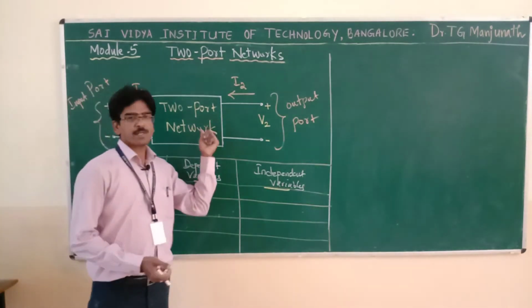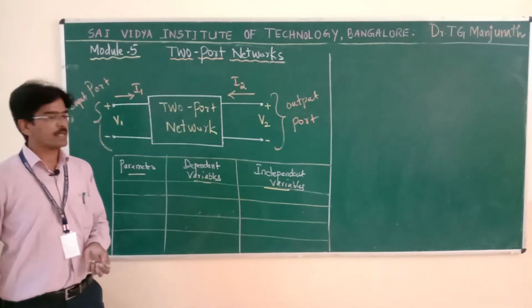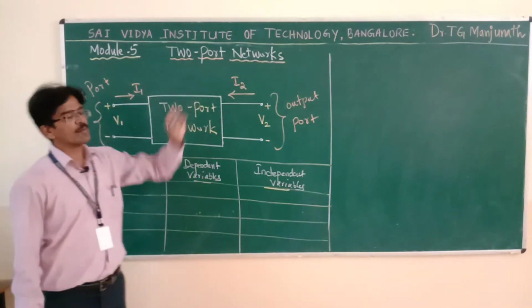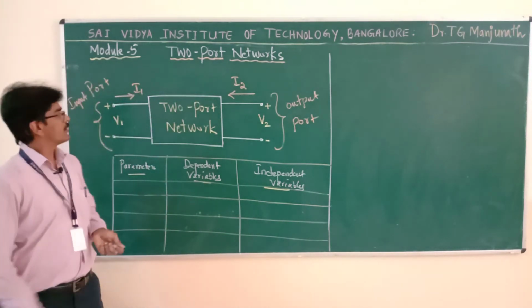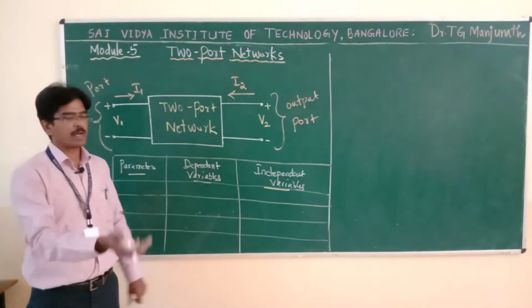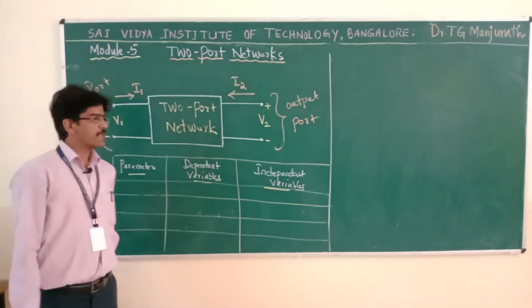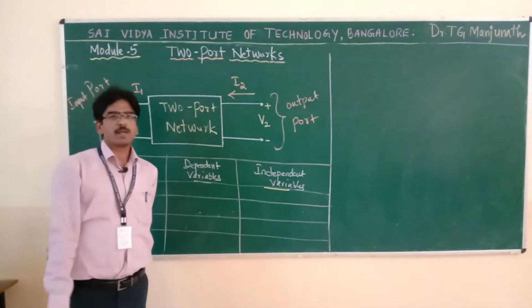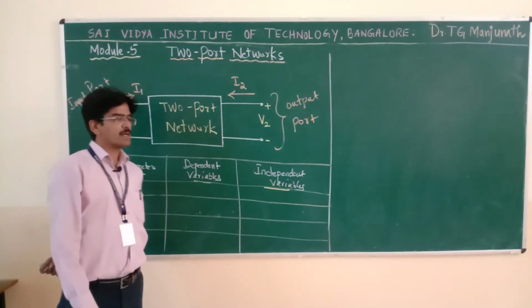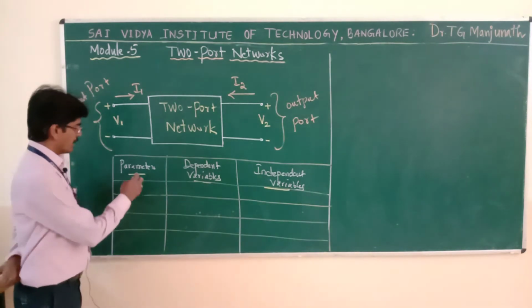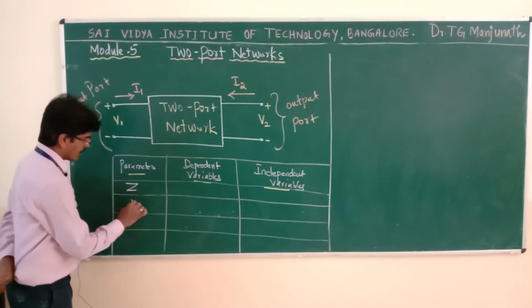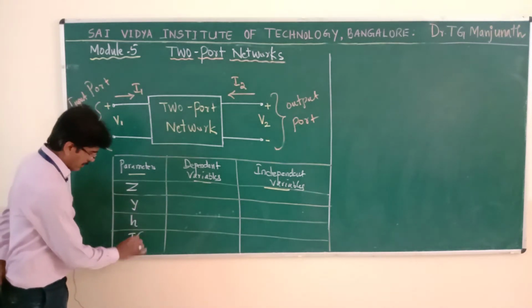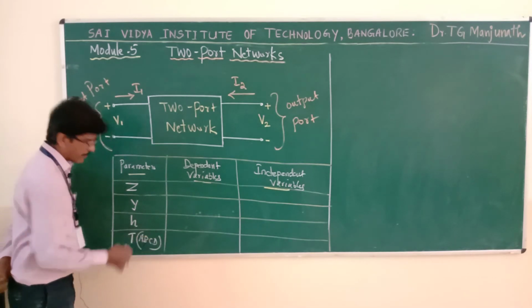Now, to write the defining equations of Z, Y, H and T parameters, we are going to consider 2 variables as independent variables and the remaining 2 as dependent variables. So, out of the 4 variables V1, V2, I1 and I2, we consider 2 as independent and the remaining as dependent. Depending on which variables you consider as independent and dependent, it is possible to describe the following parameters: Z parameters, Y parameters, H parameters and T parameters. T parameters are also known as ABCD parameters.